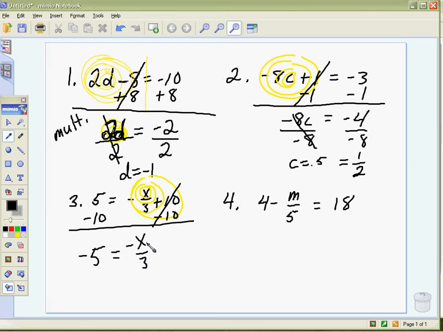Now, here we have x, or negative x, being divided by 3. It's important that you see that this could be written as negative x divided by 3, or you could write it as x divided by negative 3. We want to look at it in this form right here, because we want to get rid of this negative and the 3 all in one step.